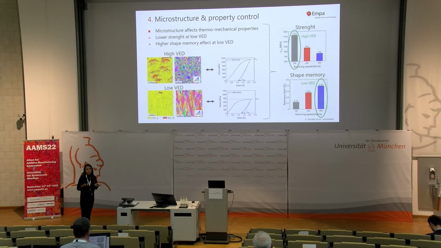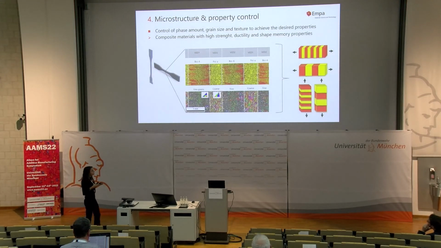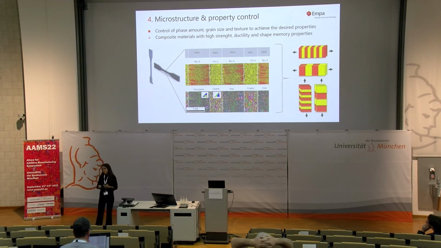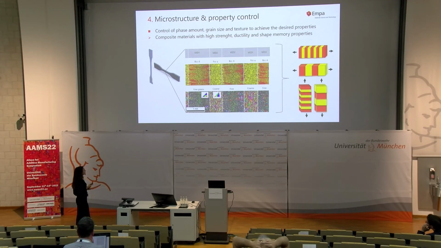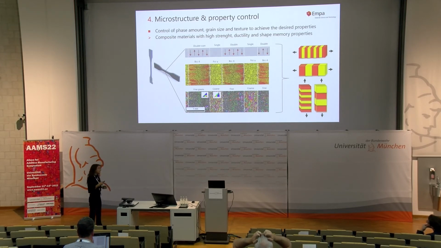So now we have this idea: why don't we combine these two microstructures in a single component? If we are able to do this, we can think about fabrication of a kind of composite material that shows a good combination of strength, but also good shape memory properties. And how can we do this? Well, we can do this by, again, playing with different volumetric energy density, but we can do this also by playing with the rescanning. So we can rescan specific areas of the sample.